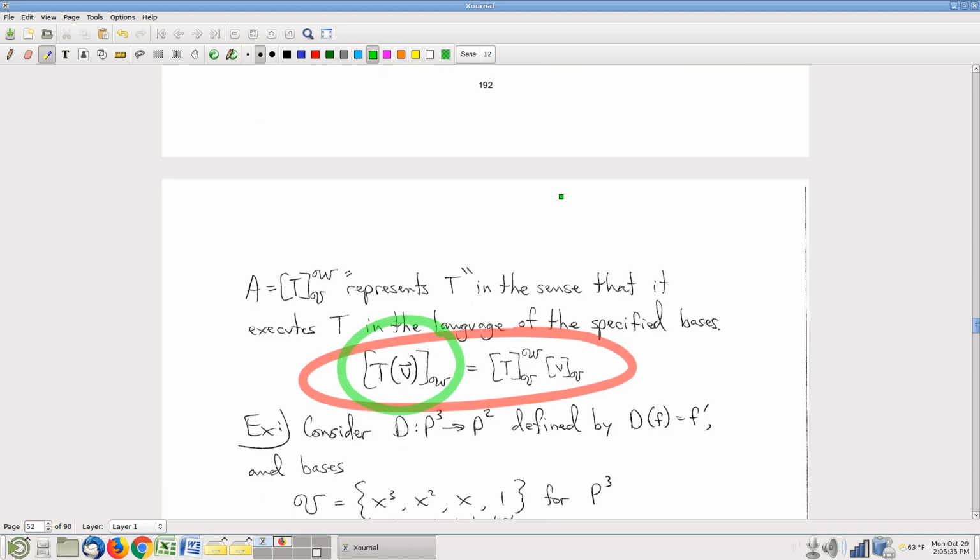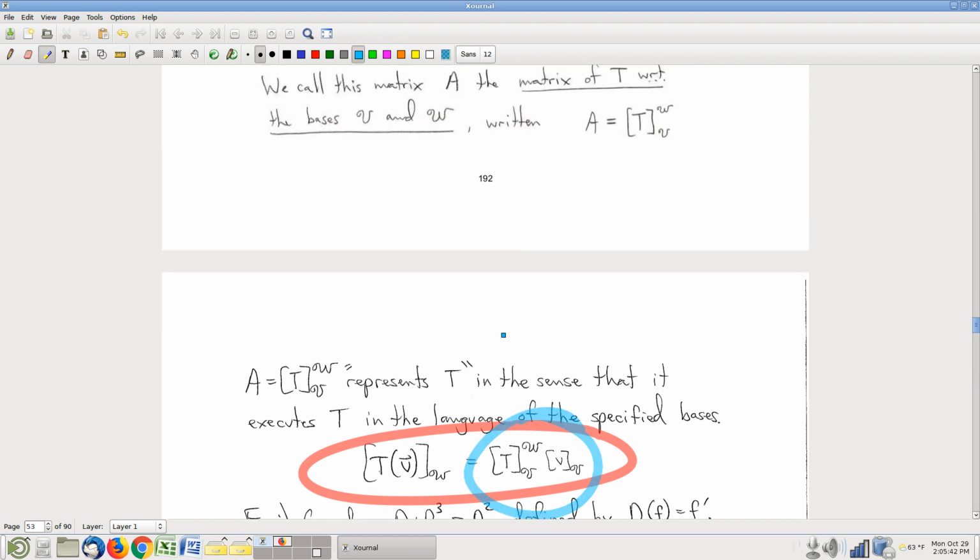All right, now what about on the other side here? What does all of this represent? Well, let's again talk through it. What does this right-hand side do to v? This says we're going to take v. We're going to first write its coordinates with respect to the script V basis, and then those coordinates we're going to multiply by this matrix, this T V W matrix. So coordinates with respect to V multiplied by the matrix.